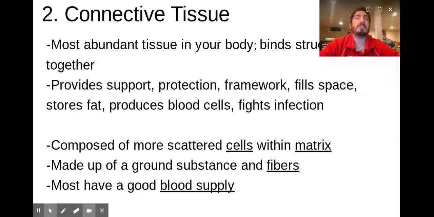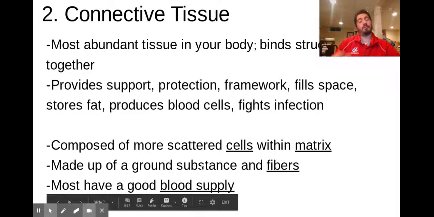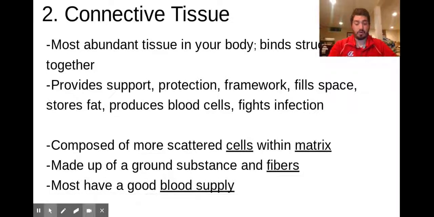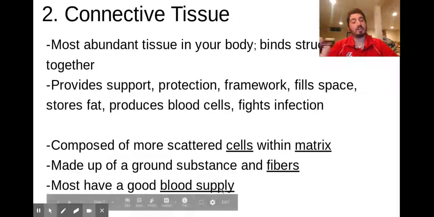It usually consists of cells that are kind of scattered out more, and there's some kind of ground substance with fibers, right? And not fiber like in your Fiber 1 bar, but fibers that kind of hold things together and give some structure. And most tissues here actually have a really good blood supply, because we'll talk about how blood is actually a connective tissue. So we call these things vascular, right? There's blood flowing to these areas.